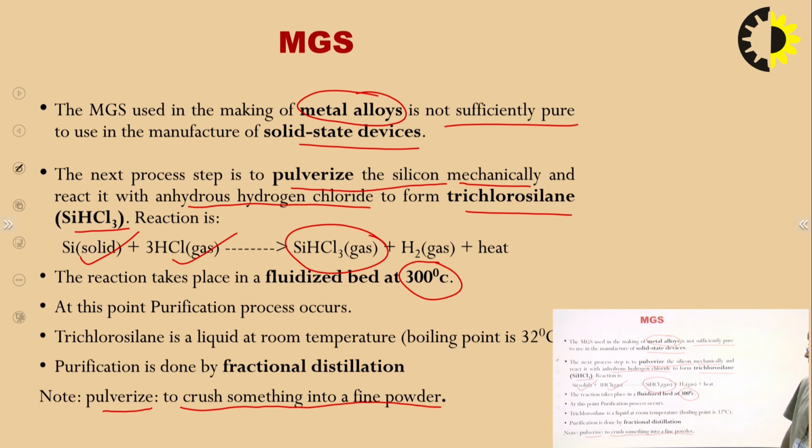At this point, the purification process occurs. The impurities are taken away. The trichlorosilane is a liquid at room temperature. Its boiling point is 32 degrees centigrade. So below 32 degrees centigrade it is a liquid, and above 32 degrees it is gas. Now here the purification is done by a process known as fractional distillation.